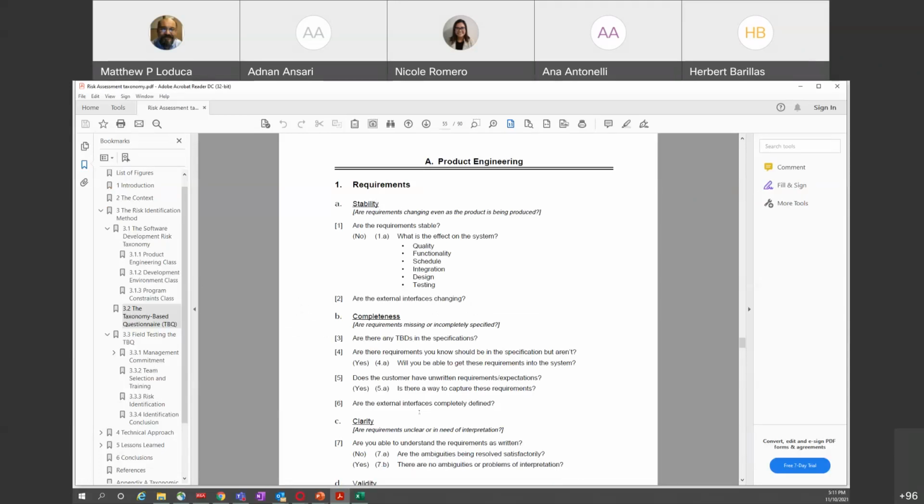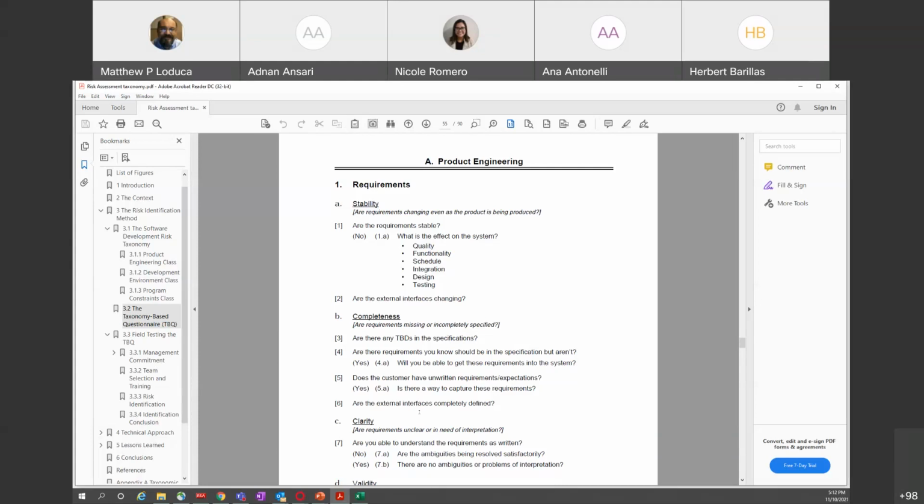We go through and we can evaluate risk, and you don't have to use every one of these. I don't use every one of these when I was using it, but I might go through and say the requirements. Are they stable? What is the effect on the system, the quality function, schedule, integration, design, testing kind of stuff? Are there internal interfaces changing? That's potentially a risk if we have to change an external interface. Completeness. Are the requirements missing or incompletely specified? Now, these kinds of things are waterfall right here.